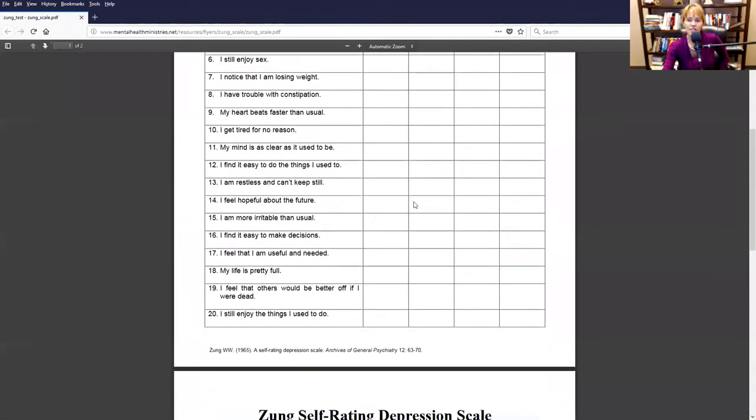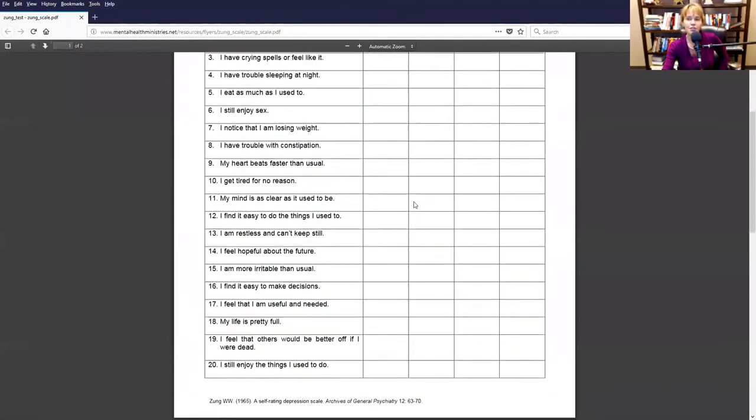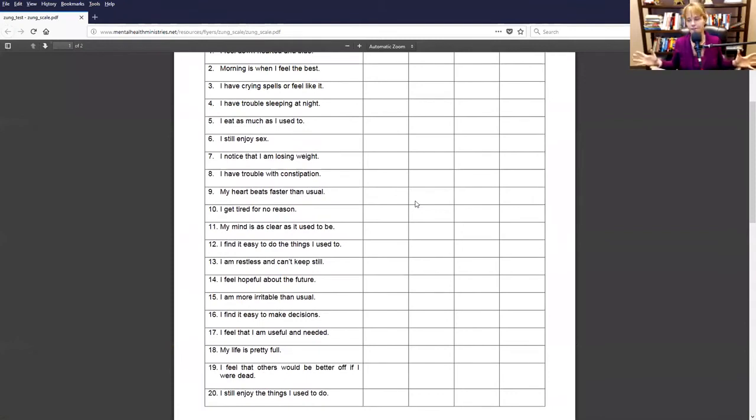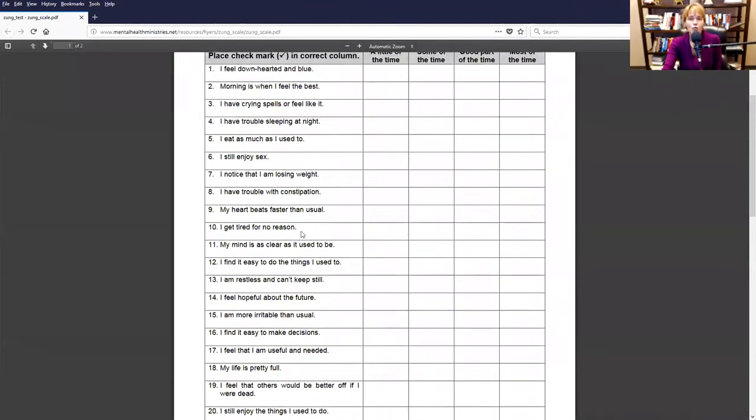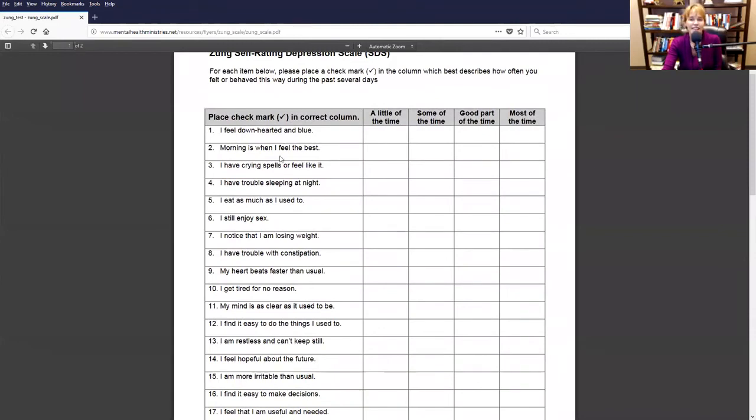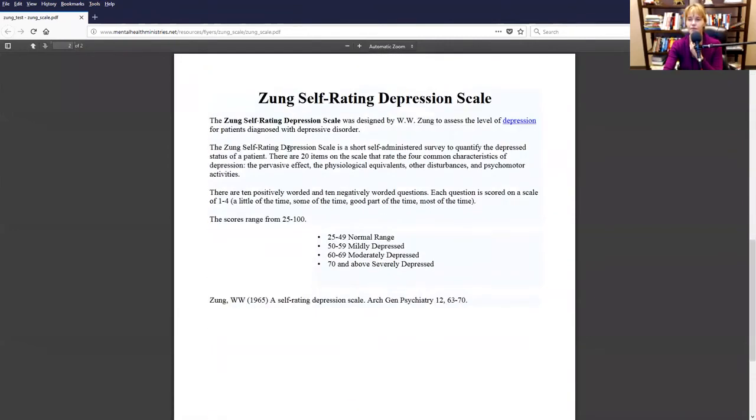It has a lot more questions, 20 questions, but it gives you a broader sampling of things that may be disrupted, so you can identify depressive symptoms. Mornings when I feel the best, crying spells, sleeping, sex, weight loss, constipation, foggy-headedness. It asks about a lot of different things that clients with depression often report, and each one of these things can end up serving as a treatment plan problem that you can address. And it also gives you the easy scoring guide right there.